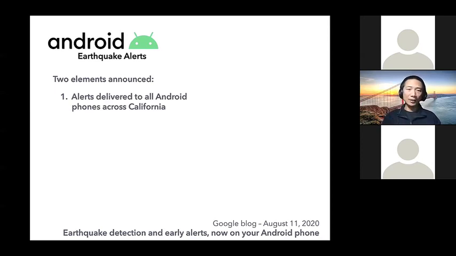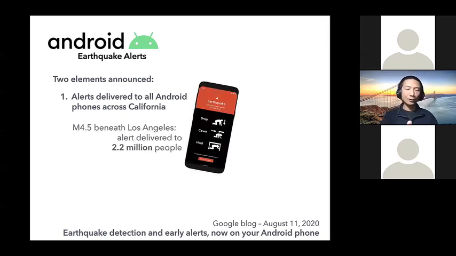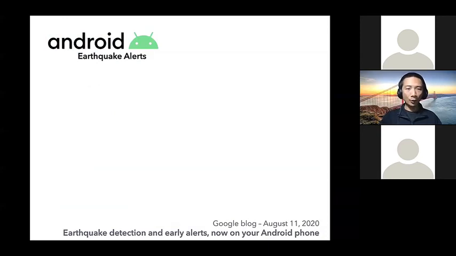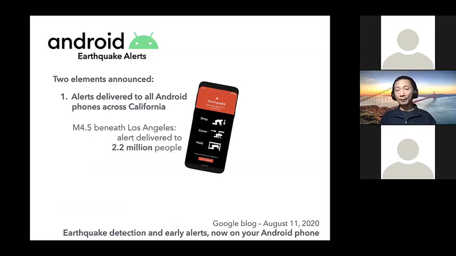The first one is that we send out alerts to all the Android devices across California from the ShakeAlert system. And the second part of this is the same 4.5 earthquake I just showed here. With MyShake, we need the users to download the app, so we only sent alerts to 20,000 phones, but for Google's alert for the same earthquake, we warned about 2.2 million people within the region, which is really impressive.